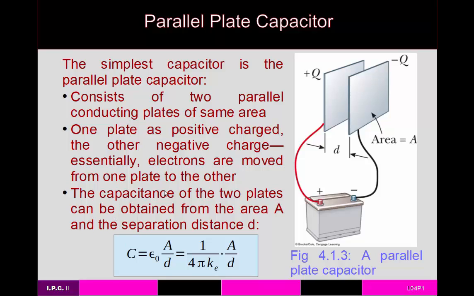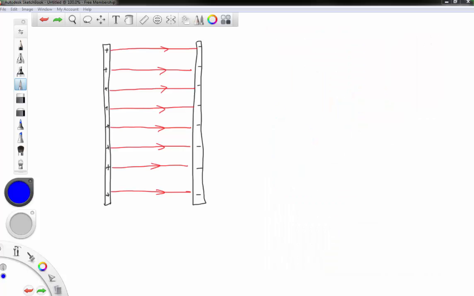And so if you want to know what is the capacitance of the two plates, you can obtain it from the area and the separation distance. So if they're separated by a distance d, they have an area of A, then the capacitance is going to be given by 1 over 4 pi times the Coulomb constant times A over d, the area over the distance separated. This is also, of course, equal to the permittivity of free space epsilon naught times the area of one plate divided by the distance between the two.